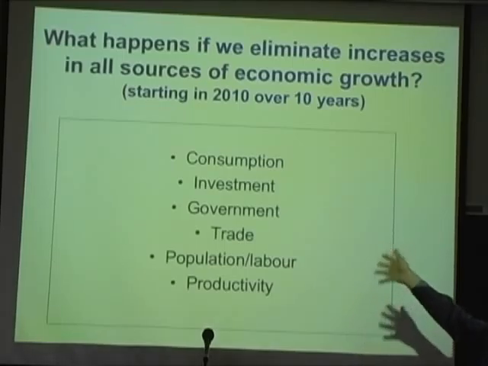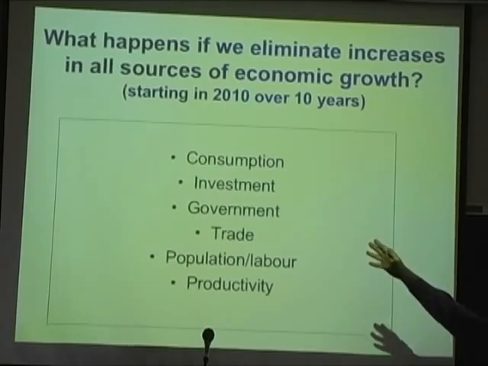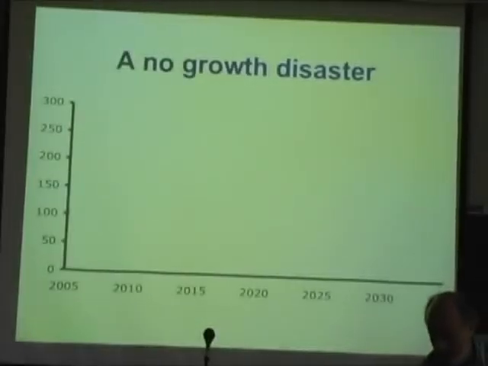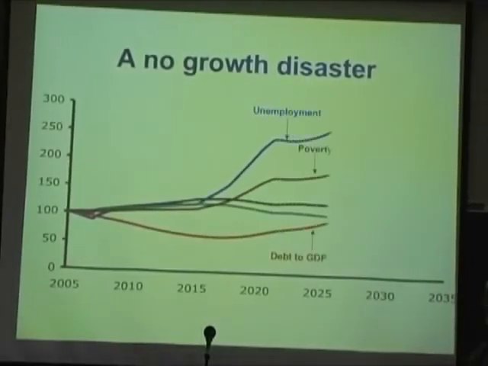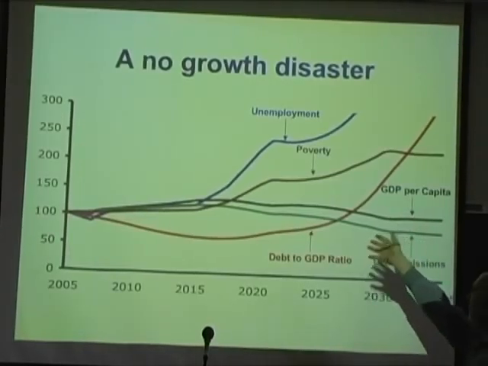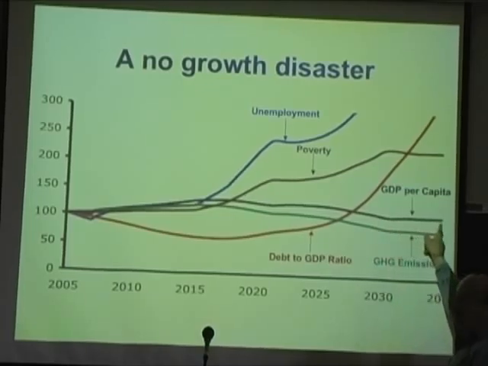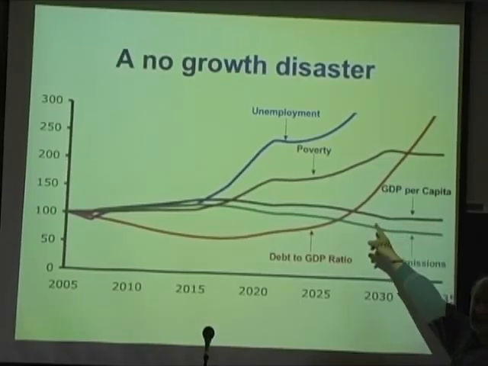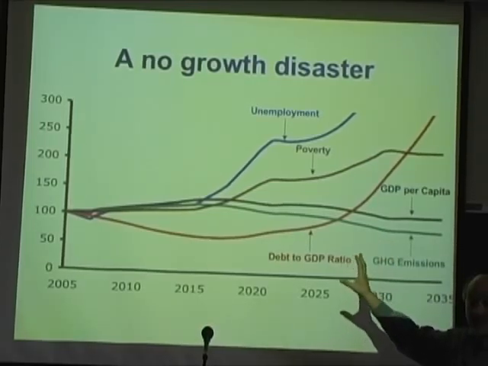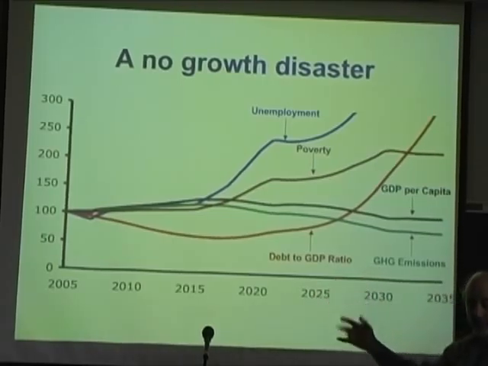Then I said, well, what would happen if we eliminated all of the growth drivers in the economy, starting in 2010, phasing them out over 10 years? You'd expect it to be disastrous, and you get a disaster scenario out of Low Growth. Unemployment just goes off the map, poverty follows it, the debt to GDP ratio goes completely untenable. Eventually, the economy stabilizes. It's no growth, and greenhouse gases have come down somewhat. But this is a disaster. This is what scares people, scares me actually. This would be a terrible situation to work with. So the question is, can we do better?